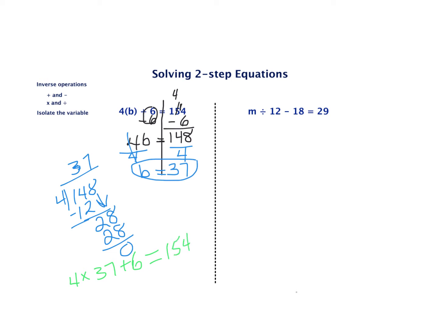4 times 37. 4 times 7 is 28. 4 times 3 is 12, plus 2 is 14. That's 148 plus 6. 8 plus 6 is 14. 4 plus that 1 is 5. And then 1 plus nothing is 1. So my answer is correct.